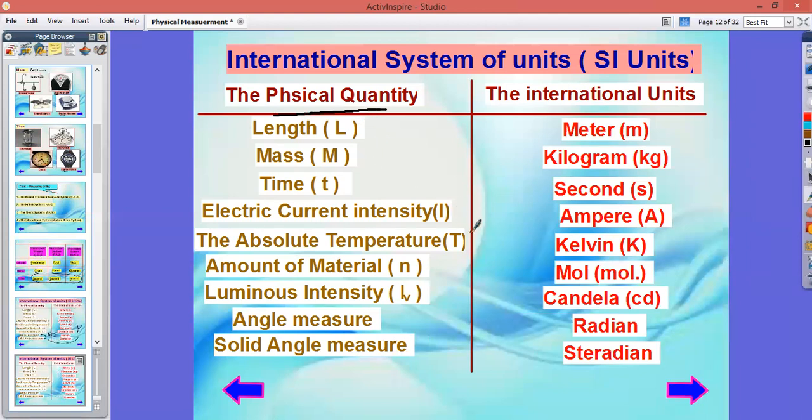So now we studied the three concepts of the measurement process. Number one, the meaning of physical quantity. Number two, the meaning of measuring tools. Number three, the meaning of the measuring unit.